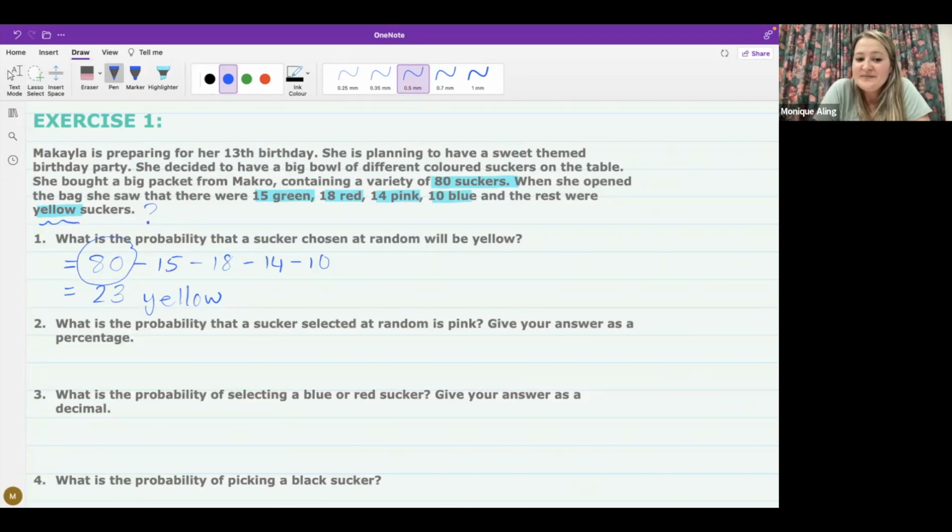And then the total is 80, right? It said 23 over 80. Good. Okay, so just remember when we write out our answers, we say P, for probability, and then yellow in brackets because that's what we're looking at. And then we put it in fraction form because they haven't specified, so it's our default. And Bontle, is that simplified? Let me check. Okay. No, it's not.